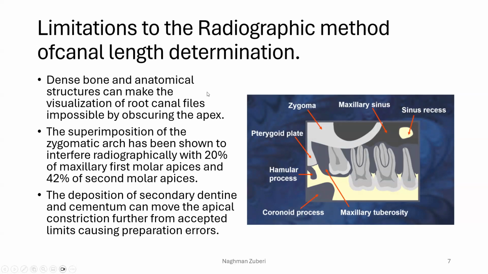Dense bone and anatomical structures can make the visualization of root canal files impossible by obscuring the apex. At times the zygomatic arch also obliterates the view of the apex, especially if correct angulation is not used in the paralleling technique or the X-ray is taken in the bisecting angle technique. The deposition of secondary dentine and cementum can move the apical constriction further away from the accepted limits, causing preparation errors, which I have already mentioned.